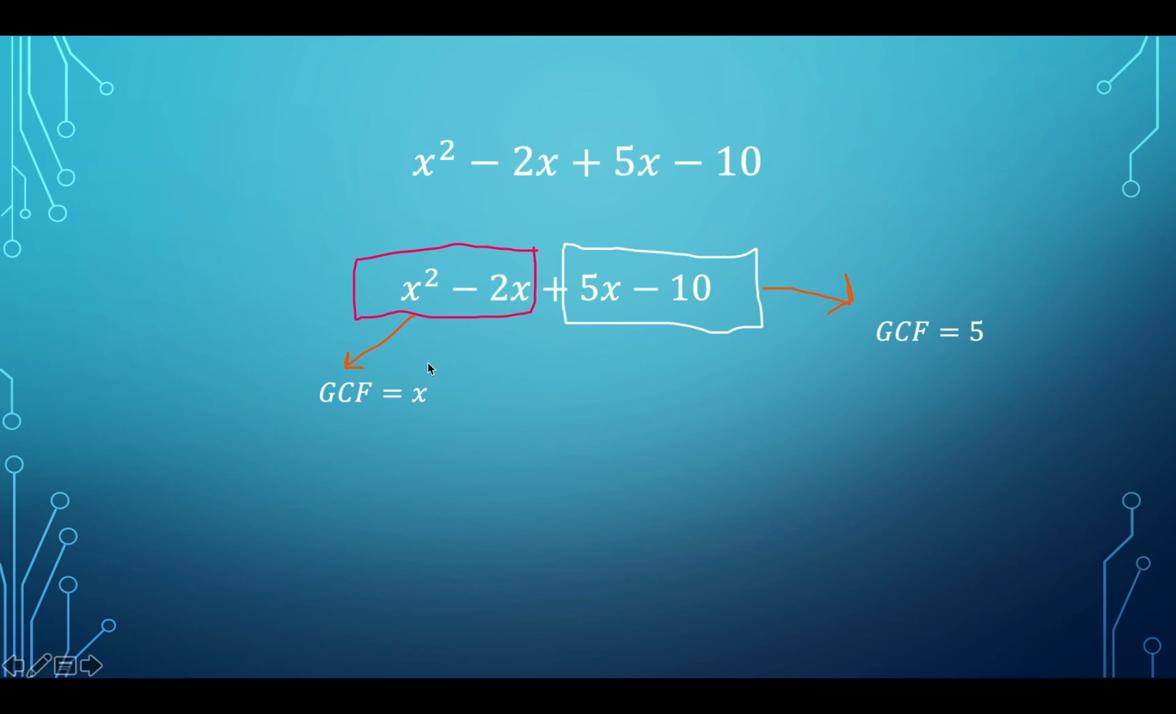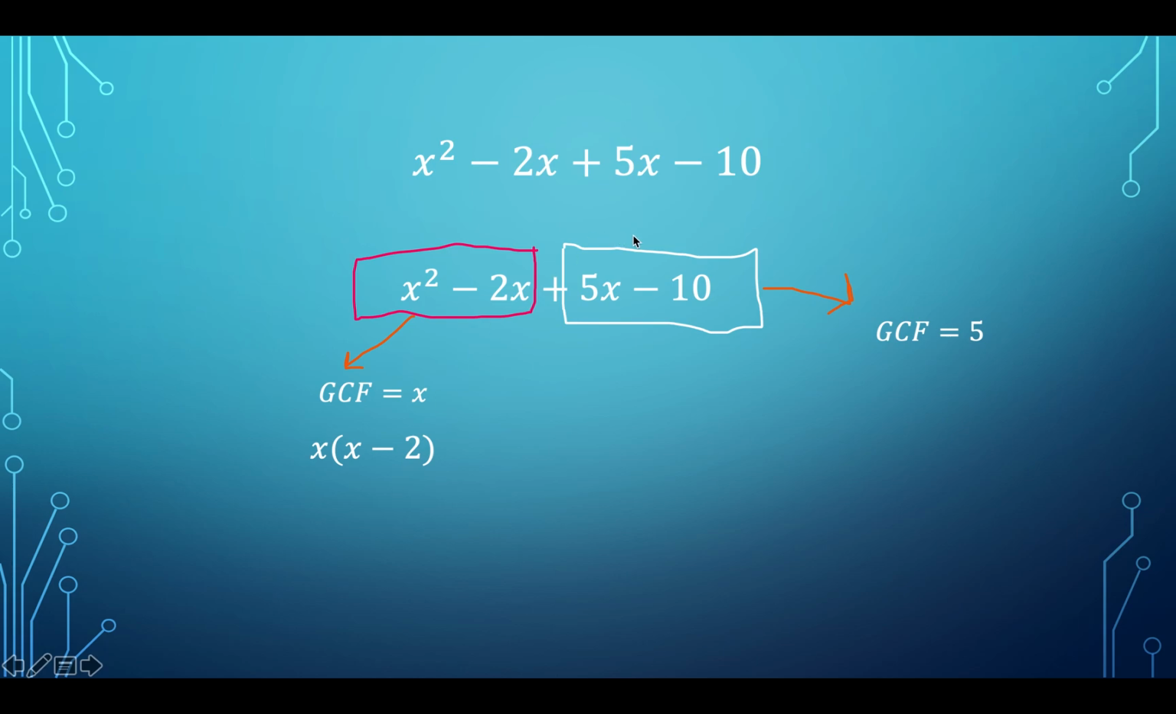So let's go back to working over here now. If the greatest common factor was x, we're going to write x on the outside, open up a parenthesis. How are we going to get x squared back? We're going to have to multiply by x. And then how do we get negative 2x back? We've got to multiply x by negative 2.